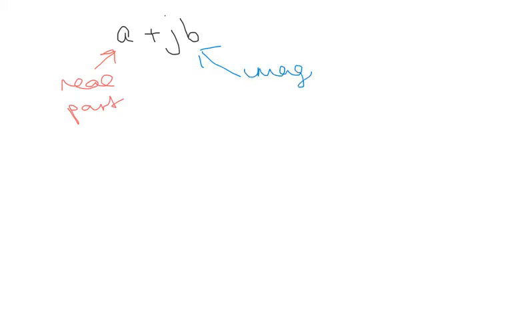A complex number has a real part and an imaginary part. In general, a complex number is written as a plus jb. The first part, a, is the real part, and the second part, b, is the imaginary part. This is called the rectangular or Cartesian form of a complex number.